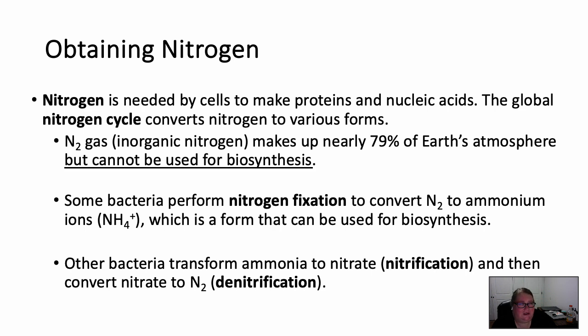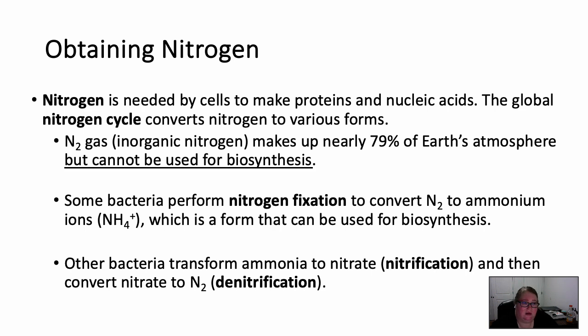The global nitrogen cycle is the cycle in which we take nitrogen where it's unusable and convert it to various forms to make it useful. We have a lot of nitrogen in our atmosphere. Nitrogen gas, N2 gas, is what we call inorganic nitrogen. We cannot directly use it for biosynthesis, and it makes up almost 80% of our atmosphere. So that's a lot of nitrogen that we can't use. Somehow we need to be able to convert that into usable forms of nitrogen.